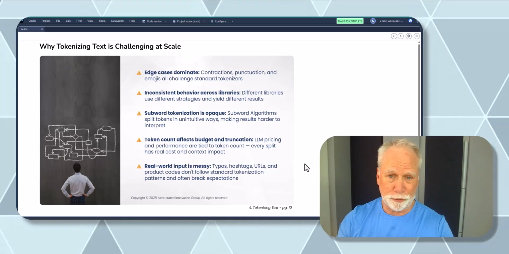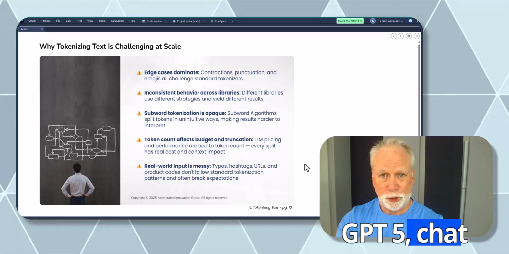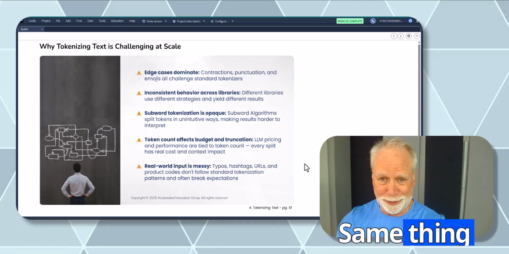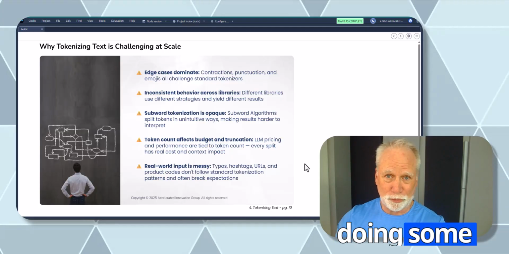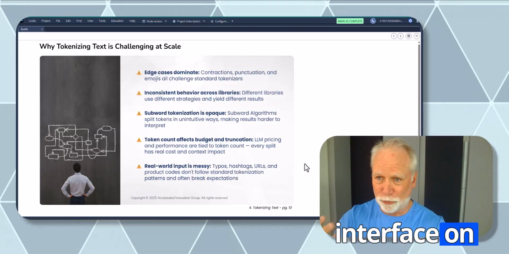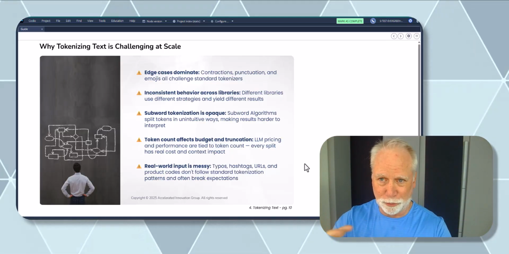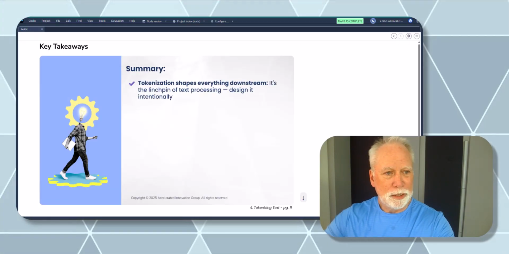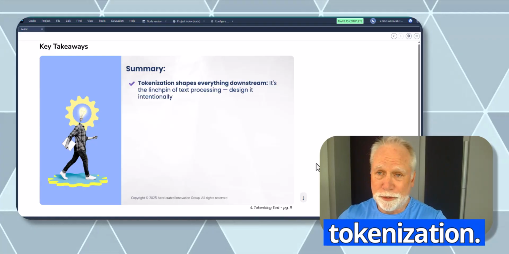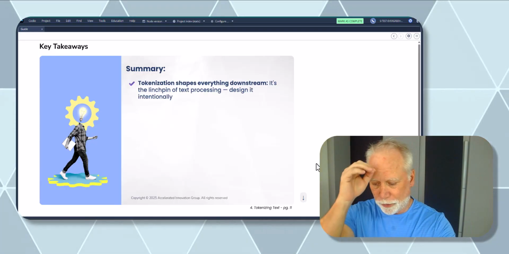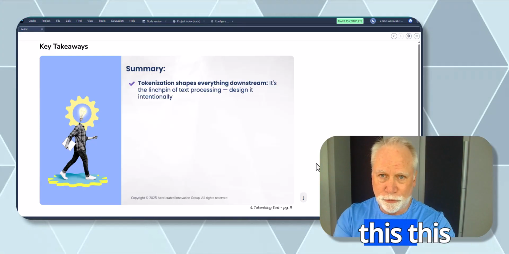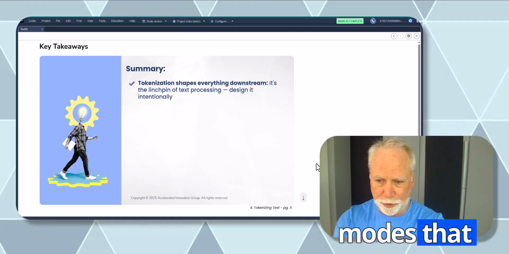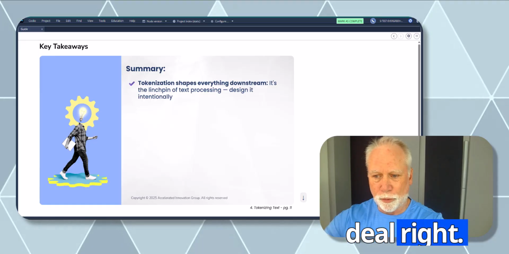Now, we kind of conflate these things. GPT-5 and ChatGPT are different, right? GPT-5 is the model. ChatGPT is the application on top. So I'm positive, based on what I've seen, that ChatGPT is doing some sort of tokenization and normalization in the interface before it passes it to the model. So basically, tokenization shapes everything downstream, right? As a developer, this is one of the most important things that you have to deal with, right?